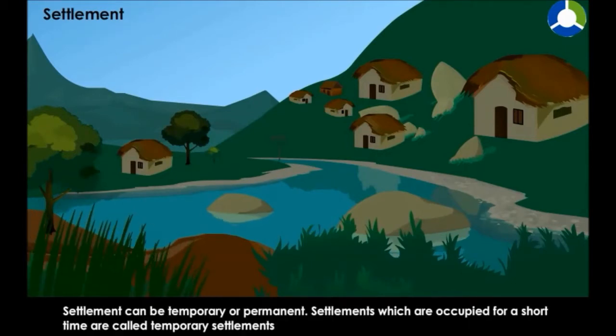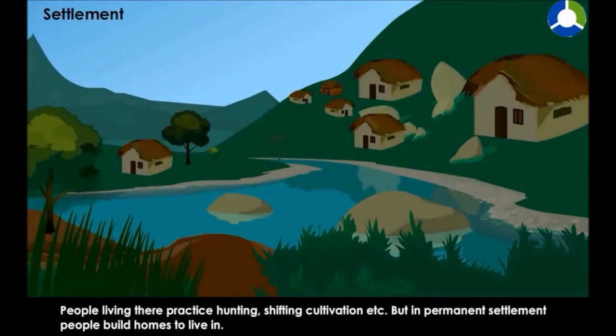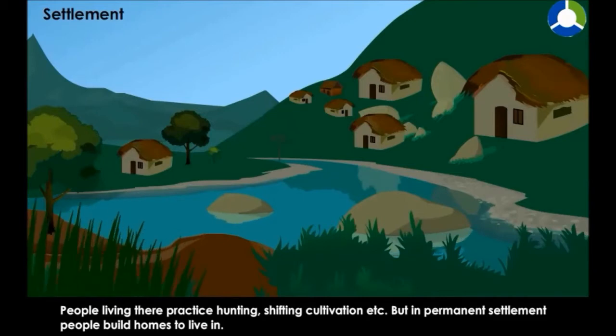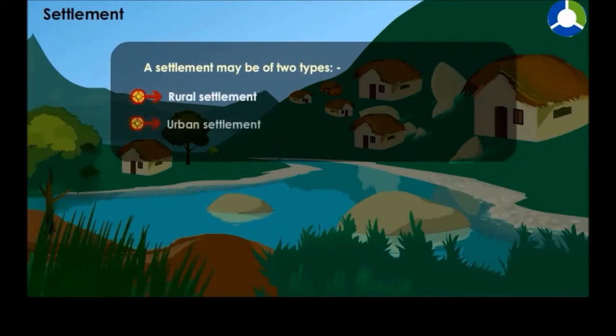Settlement can be temporary or permanent. Settlements which are occupied for a short time are called temporary settlements. People living there practice hunting, shifting cultivation, etc. But in permanent settlement, people build homes to live in. A settlement may be of two types: rural settlement and urban settlement.